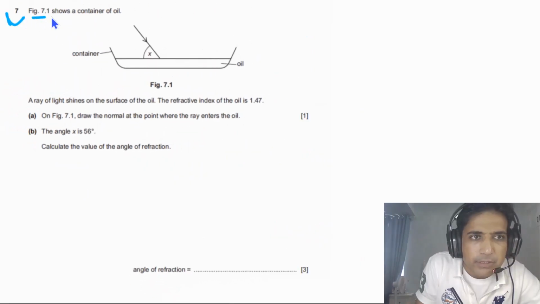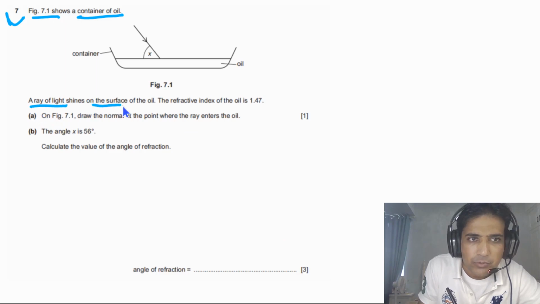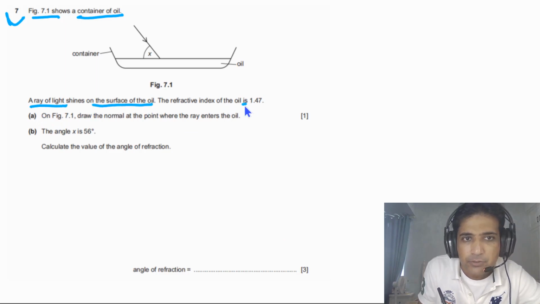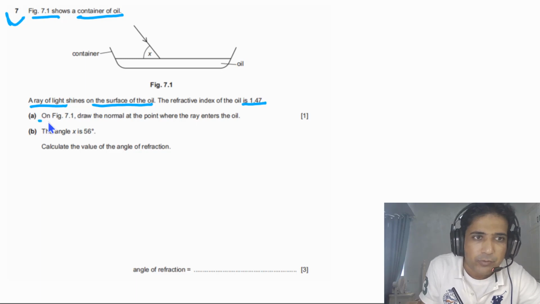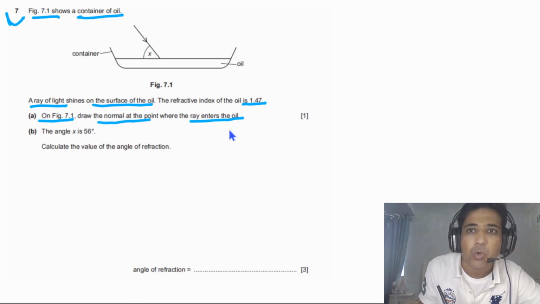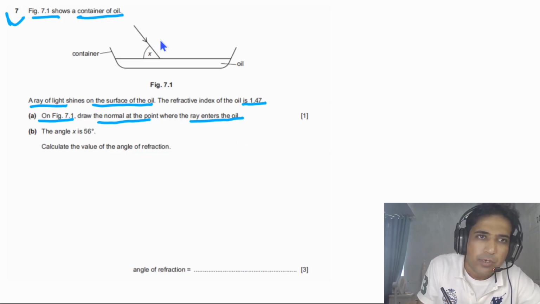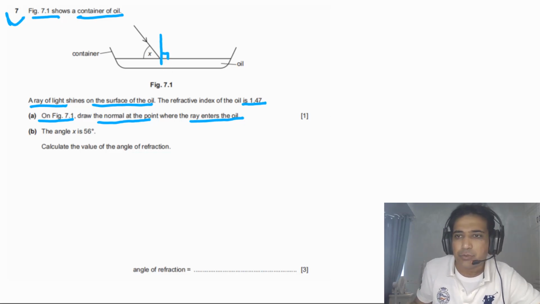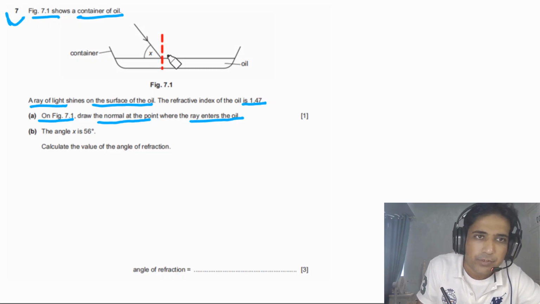Question 7 says figure 7.1 shows a container of oil. A ray of light shines on the surface of the oil. The refractive index of the oil is 1.47. On figure 7.1, draw the normal at the point where the ray enters the oil. So simply we need to draw one line here that has to be perpendicular to the surface like this. This one has to be perpendicular to the oil surface. This angle has to be 90 degrees.